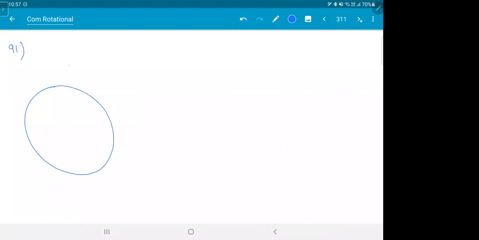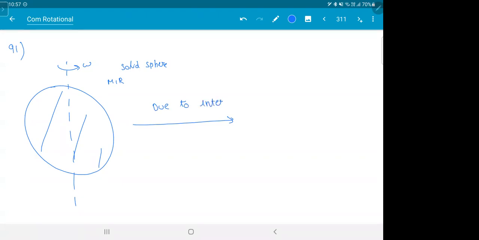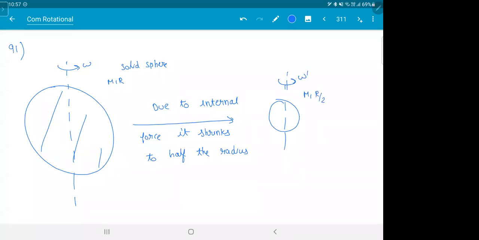Next thing. We have a planet here rotating with omega. Due to internal forces, this happens normally in stars. When the star's fuel gets over, in the last stage of its life, it shrinks. It's like a supernova explosion. Then it shrinks to half the radius, meaning it becomes smaller, but mass is the same. And angular velocity changes to omega dash.